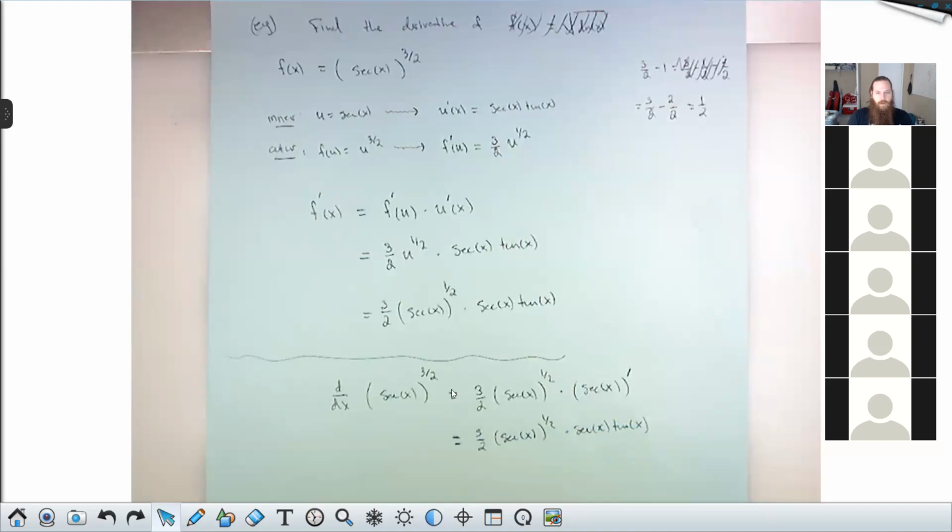No worries. If I was being clever, I could combine these two. This is secant to the 1 half. This is secant to the 1. So I could put these back together as secant to the 3 halves, but I think that would be confusing. So this is the derivative of the outer with the inner left alone, just differentiating the 3 halves power. And then this is the derivative of the inner, which is just the derivative of secant.